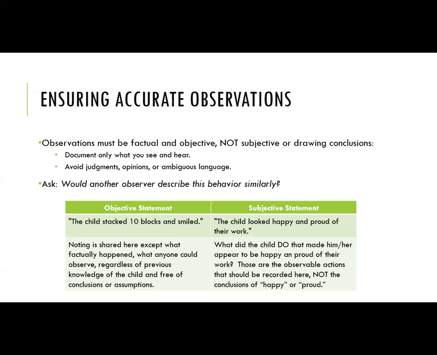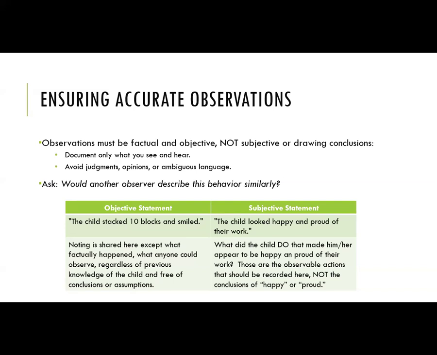Ensuring accurate observation means staying factual and objective. You want to document only what you see and hear. Avoid any judgments, opinions, or ambiguous language, or any interpreting of what you see. It's essential that you ask yourself, would another observer describe this behavior in the same way? That helps keep the focus on what's happening rather than on any personal interpretations, and this ensures that observations are reliable and consistent.